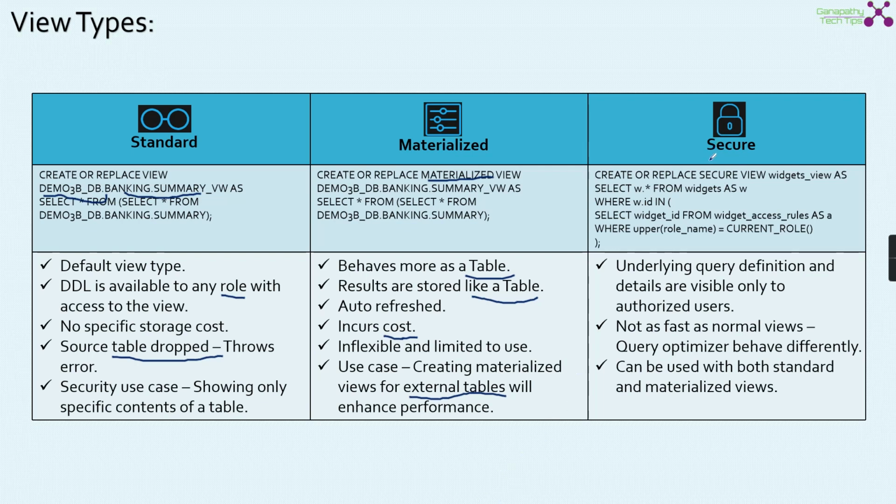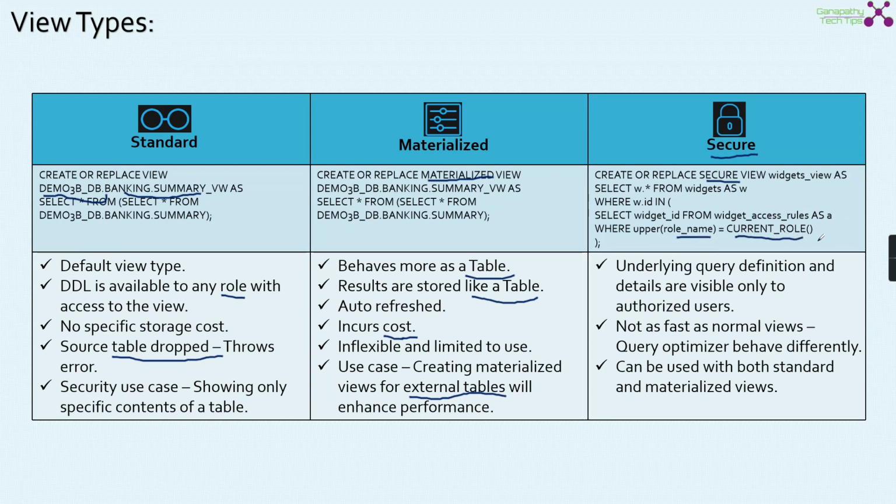Moving on to another interesting feature, which is called the secure view within Snowflake. How does it differ? It is based on the same secure command while creating the view, but there is an interesting thing added as part of the view definition. Select w.* from widgets as w where w.id in (select widget_id from widget_access_rules as a where upper(role_name) = current_role).